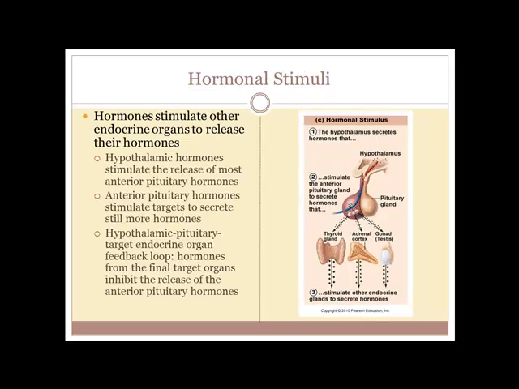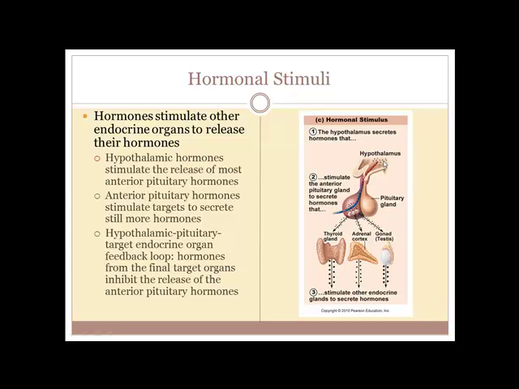And then lastly is hormonal. Lots of stuff works via hormonal ways too. So the best example is the anterior pituitary, and it's releasing stimulating hormones. So it can stimulate the thyroid gland, the adrenal cortex, or the testes or ovaries, the gonads. So we can release thyroid stimulating hormone.